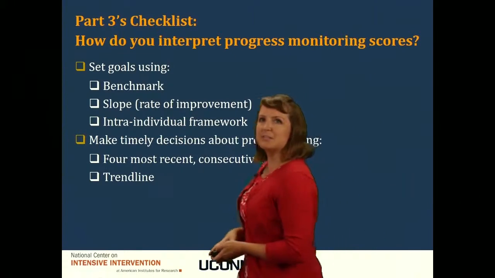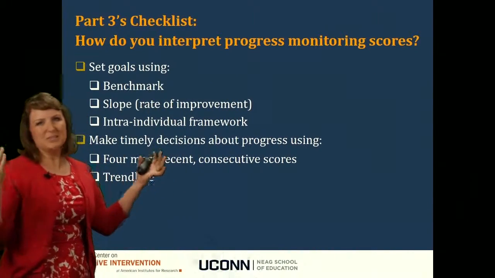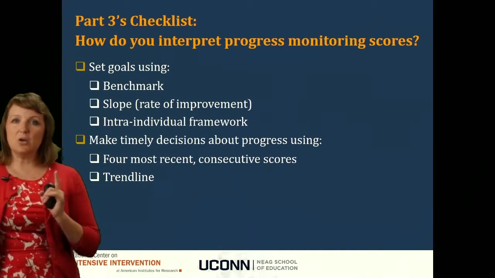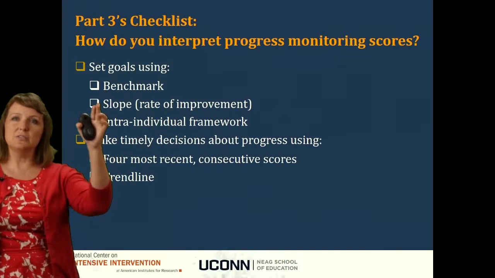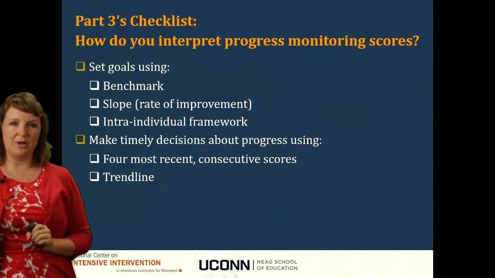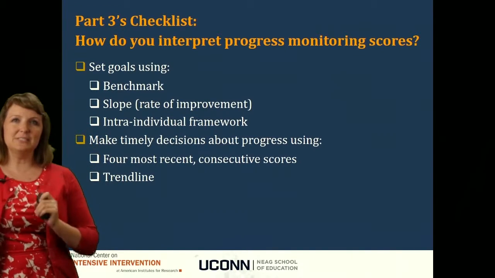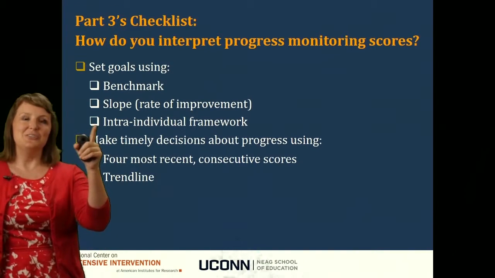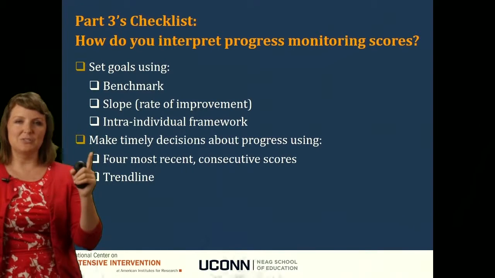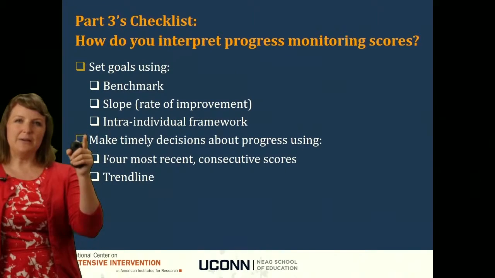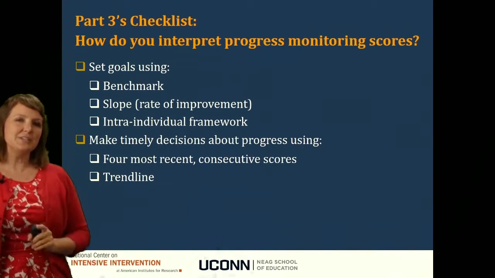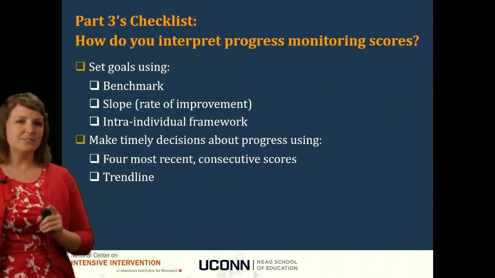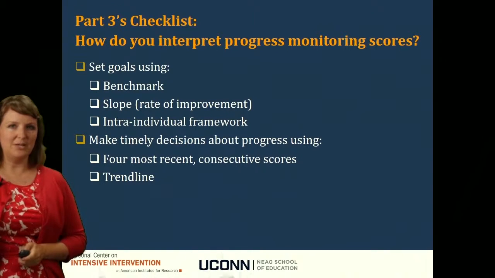So if I'm thinking about this part in our checklist, our whole question was like, well, how do I interpret these progress monitoring scores? Well, you need to set goals, and you can use the benchmark, the slope, or the intra-individual framework. And then you need to make timely decisions about the student's progress using the 4 most recent consecutive scores, or the trend line. Now, those timely decisions should occur about every 6, 8, or 10 weeks. So I want you to think about that, every 6, 8, or 10 weeks.